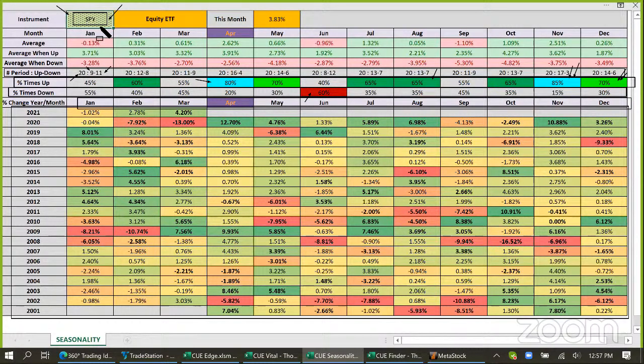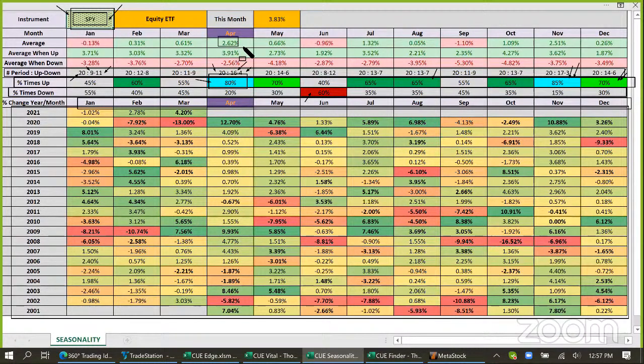This is the seasonality analysis for SPY. Currently, we are in April. April has strong bullish seasonality. Out of the last 20 years, 16 years went up in April, and only 4 years went down.